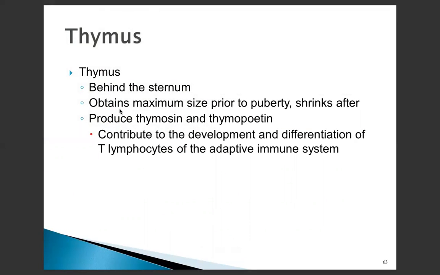The thymus, behind the sternum, reaches maximum size prior to puberty and shrinks after. It produces thymosin and thymoprotein, which contribute to the development and differentiation of T lymphocytes of the adaptive immune system.